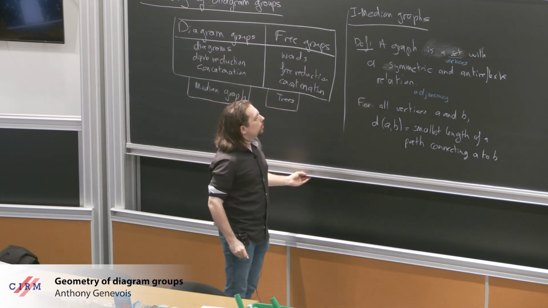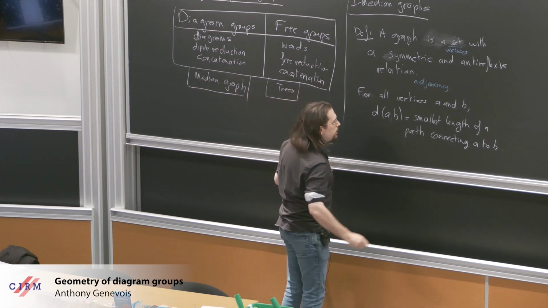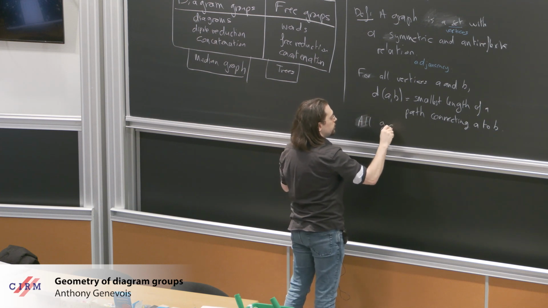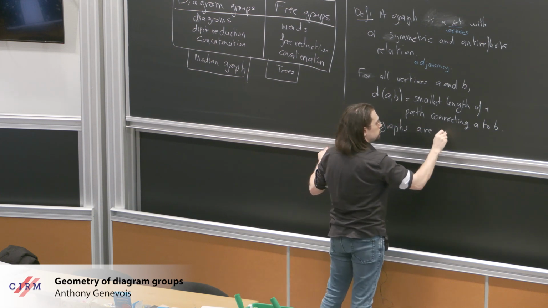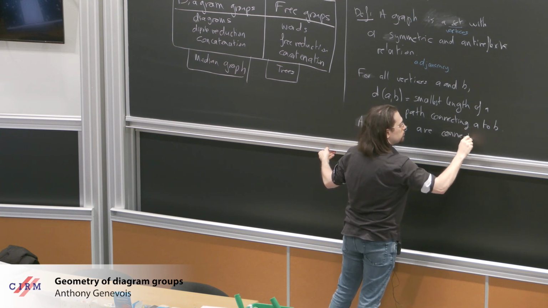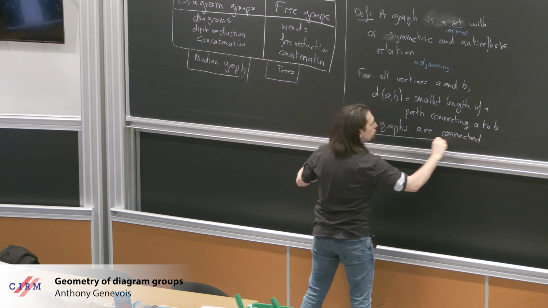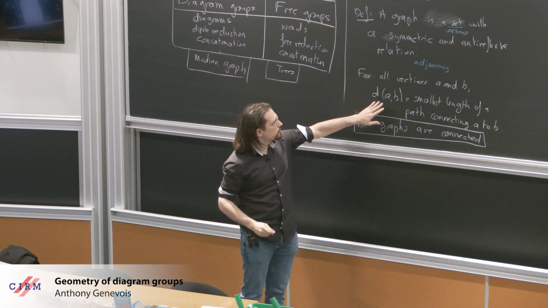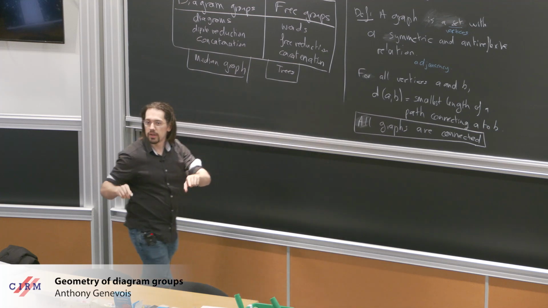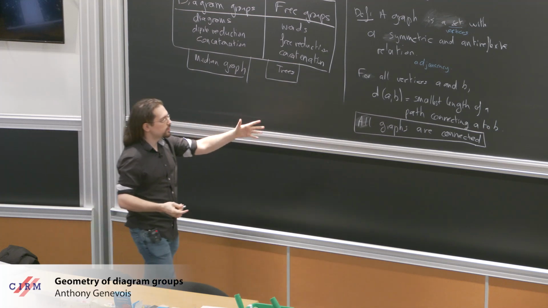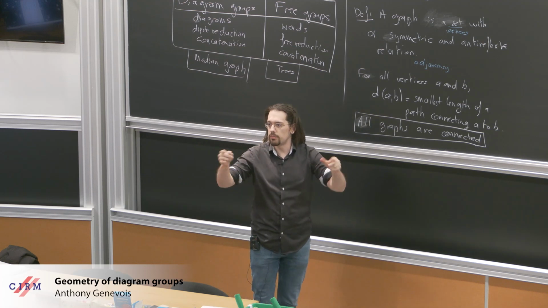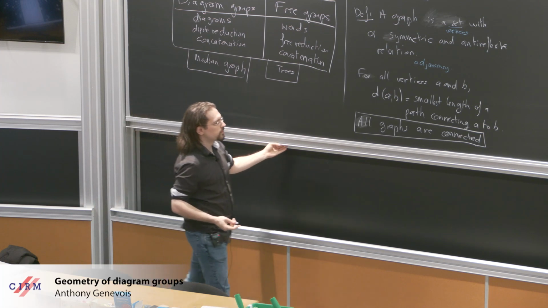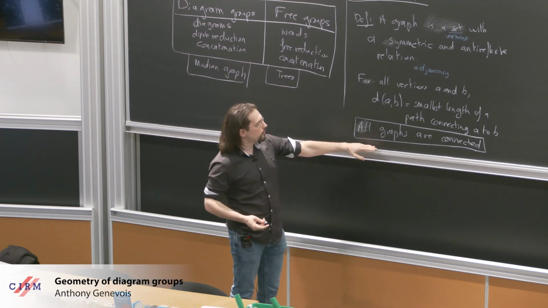For today, all graphs are connected. Because I want to do some geometry, I want my metric to be a metric, and in particular I want this quantity to be finite for any two vertices. If my graph is not connected and I take two vertices in distinct connected components, I have no path between the two, and this quantity becomes infinite. It's not something I want today. So for today, all the graphs will be connected.